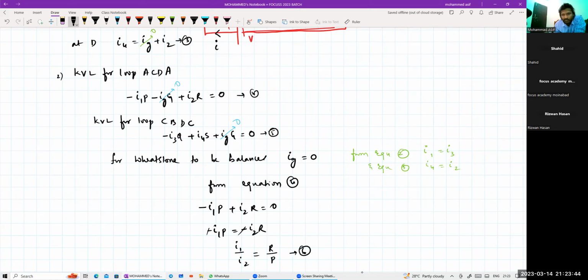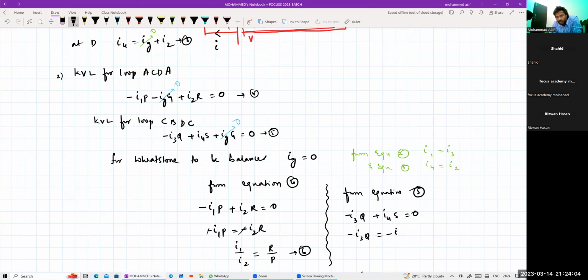Now from equation 5, minus I3 into Q plus I4 into S must be equal to 0, that is, minus I3 into Q will be equal to minus I4 into S. Minus minus gets cancelled, so I3 divided by I4 will be equal to S divided by Q. This is equation number 7, isn't it?